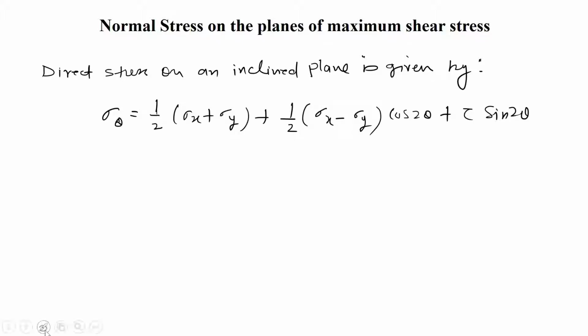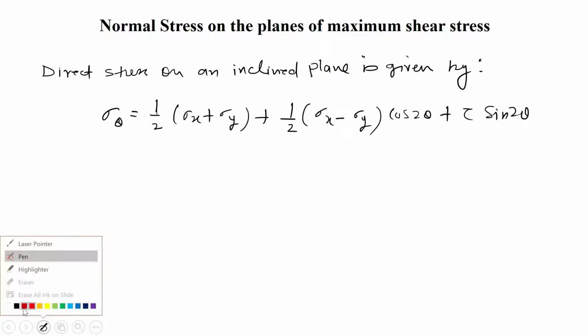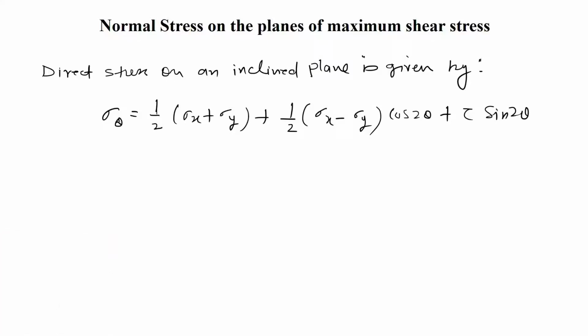As we know, the location of the maximum shear stress plane is given by tan 2 theta s equals minus (sigma x minus sigma y) divided by 2 tau. By this formula we can find the location of the maximum shear stress plane. If we put this theta into the formula of sigma theta, then in that particular plane we can find the value of direct stress or normal stress.